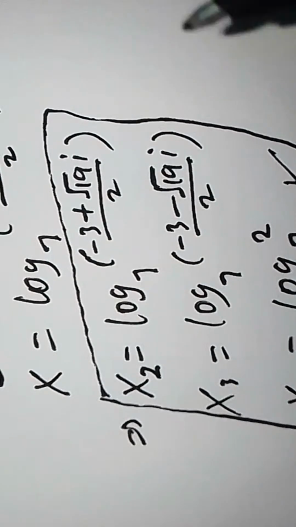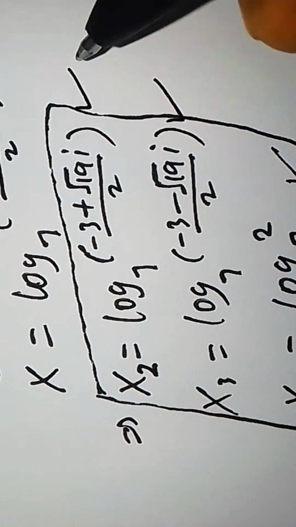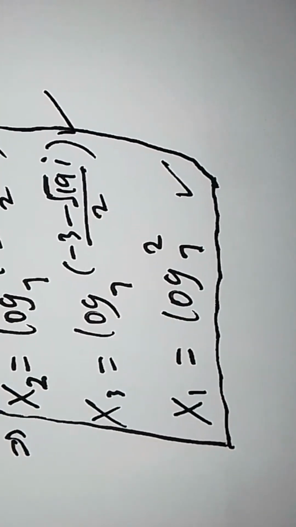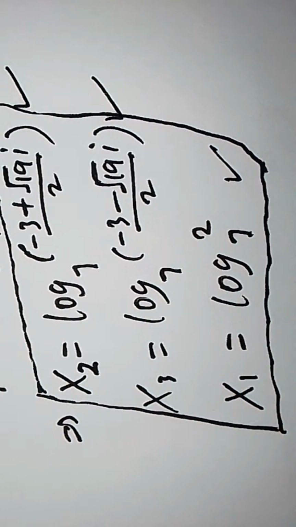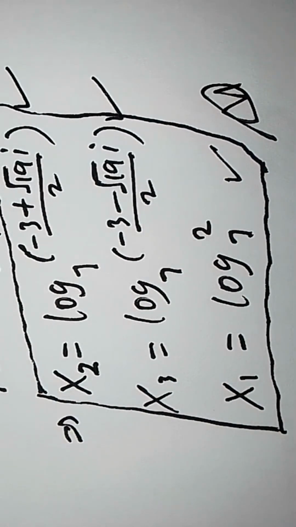This is the complex solution or the imaginary solution, and this is the third solution for this beautiful math Olympiad question. That's it for this video. Thanks so much for joining this live session. See you in the next video.